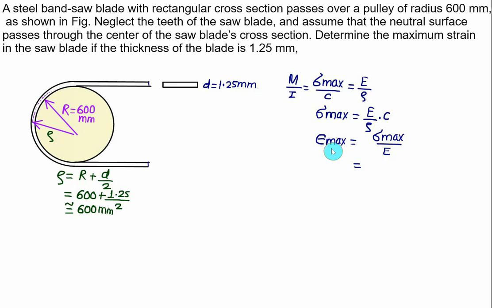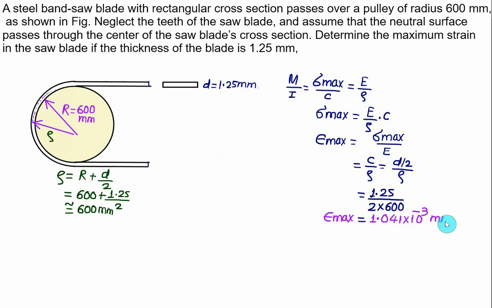So in this case the maximum strain will be equal to c divided by rho, and the value of c is d by 2. So we have d by 2 divided by rho. In this case the depth is 1.25, so we have 1.25 divided by 2 times the radius of curvature rho. Radius of curvature is approximately equal to 600. So 1.25 divided by 1200. So the maximum strain will be very close to 1.041 into 10 to the power minus 3 mm per mm. That is dimensionless.